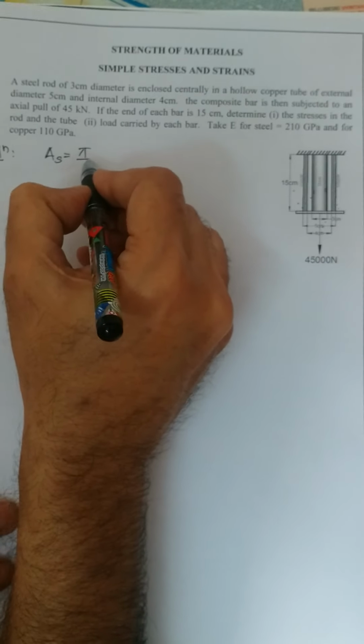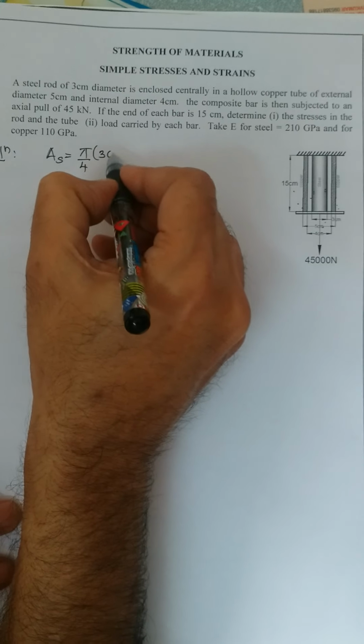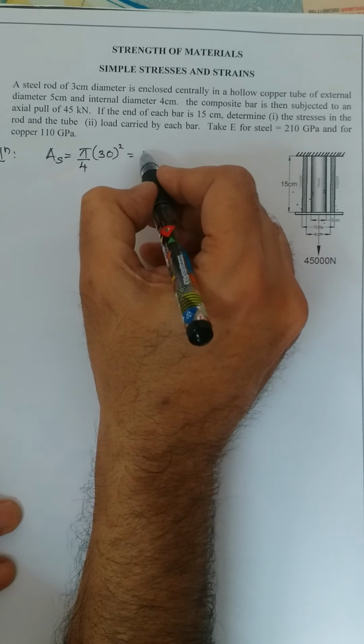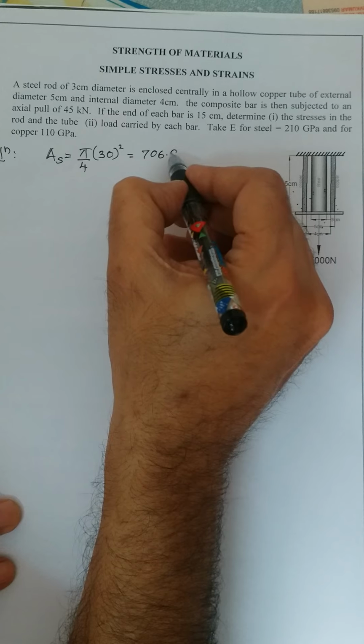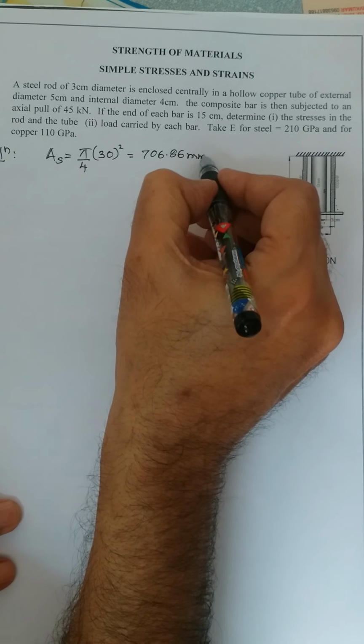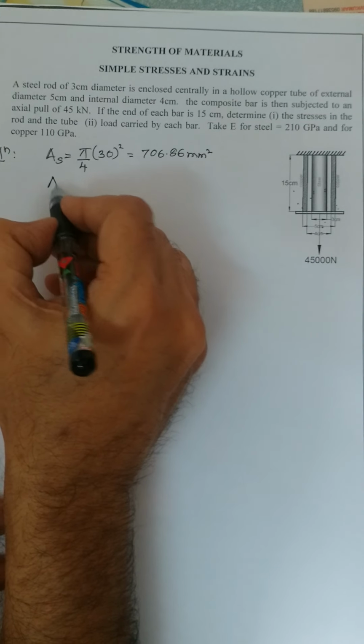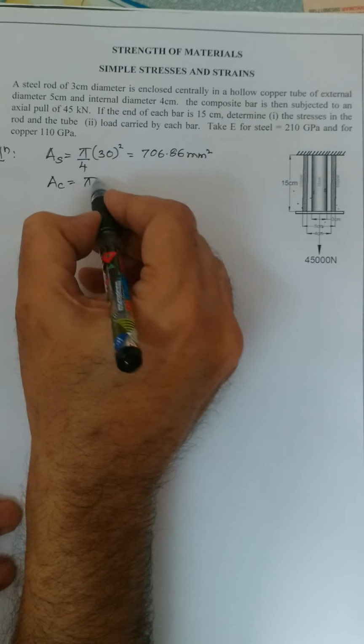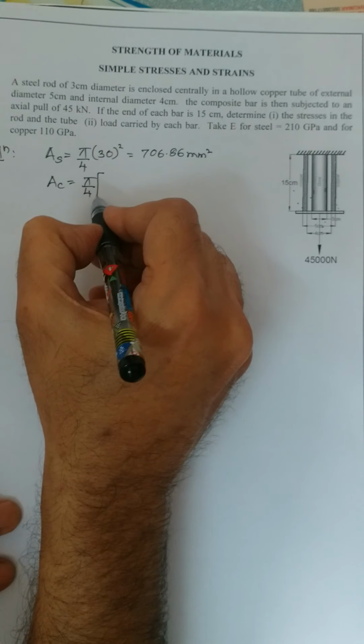The diameters are given, so let us first calculate the areas. Area of steel rod, I will call it A_s, is pi by 4 d square, that is pi by 4 into 30 square. So this works out to 706.86 millimeter square.